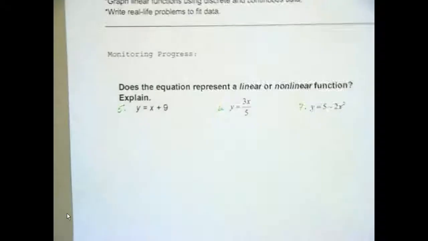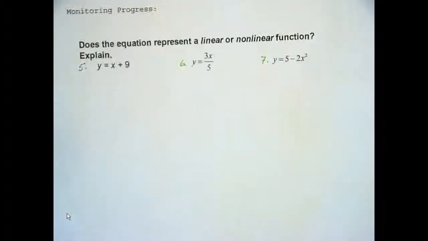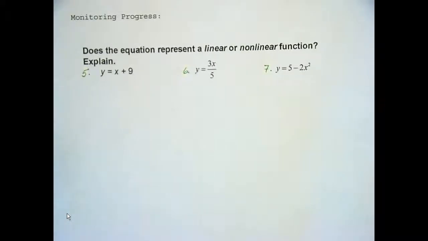Last piece for today. Let's see if you guys got it. Linear, nonlinear. We're now on equations. So we've looked at graphs, we've looked at tables, and here are equations. Now let's see if we can figure it out using an equation.